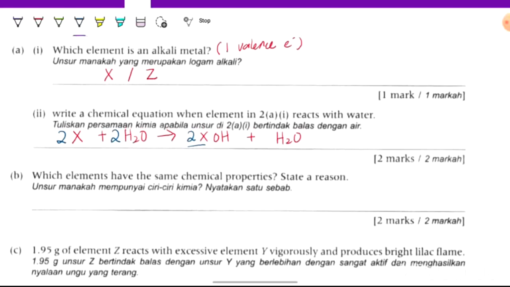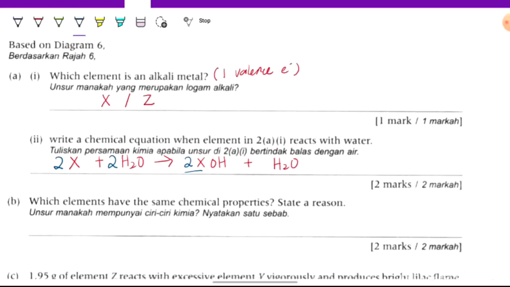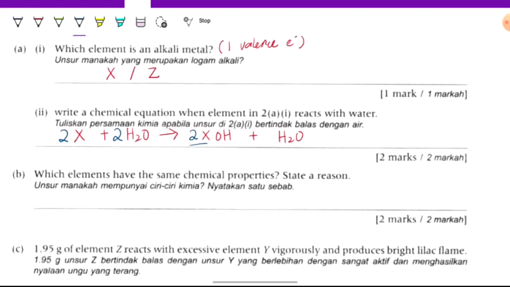B. Which elements have the same chemical properties? State the reason. Here, if they have the same valence electrons, they have the same chemical properties. So the answer should be X and Z. Why? Because they have the same valence electrons.